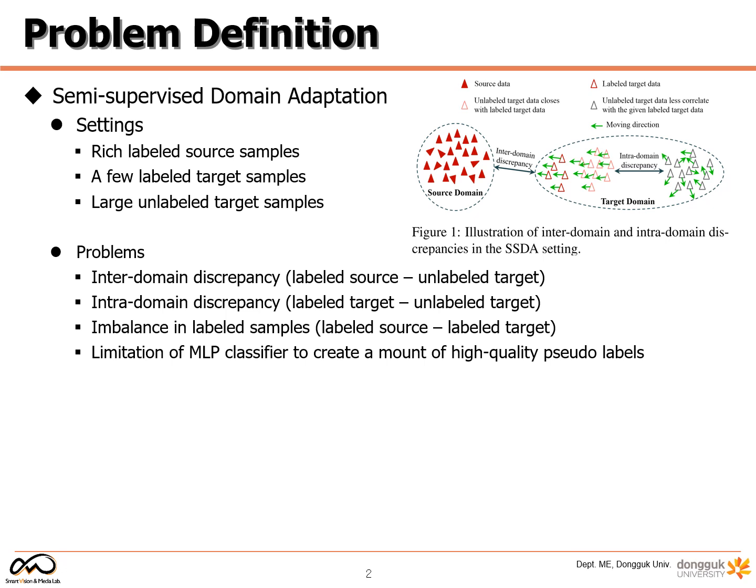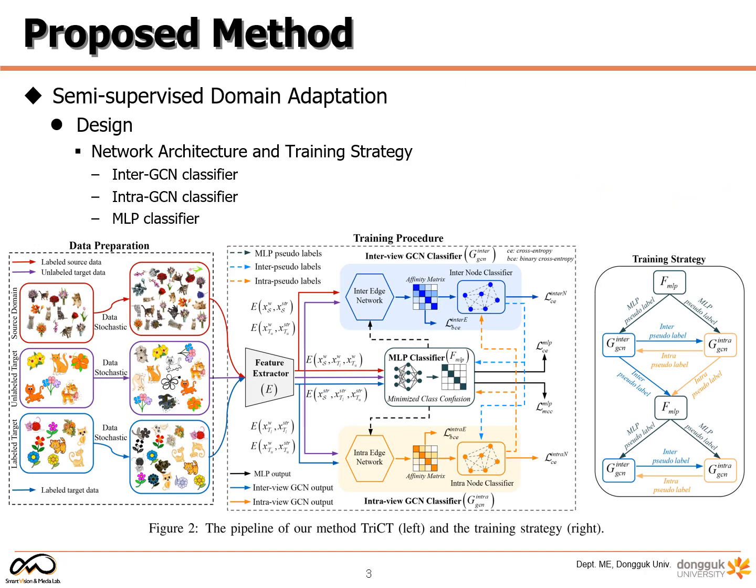In Semi-Supervised Domain Adaptation, we are given rich labeled source samples and a few labeled target samples with large unlabeled target data. I identify that semi-supervised domain adaptation consists of several issues such as inter- and intra-domain discrepancy, imbalance in labeled samples, and limitation in generating pseudo-labels. For handling the above-mentioned problems, I propose a novel network architecture which includes two ZCN classifiers and an MLP classifier.